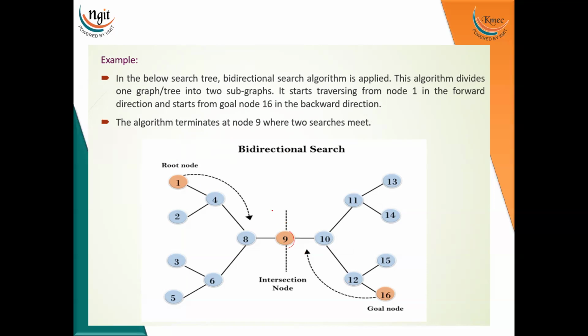So this is all about the uninformed search algorithms, where we discussed DFS, BFS, depth limited search, iterative deepening depth first search algorithm, and uniform cost search. And the last one is the bidirectional search algorithm. So these are the 6 algorithms that come under uninformed search algorithms.